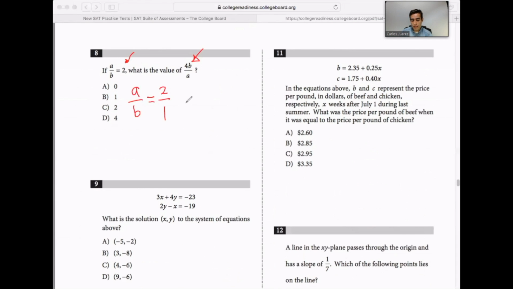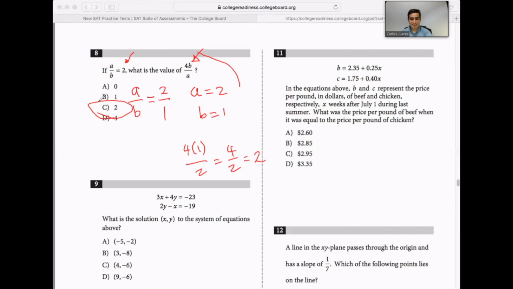And if you look at it correctly, we could assume, in this case, that a would equal 2 and that b could equal 1. And if that's the case, then just go ahead and plug it in. So that would be 4 times 1 over 2. That's just 4 halves, and that just reduces to 2. There you go. And that's it. That's how I would have done it. Okay?